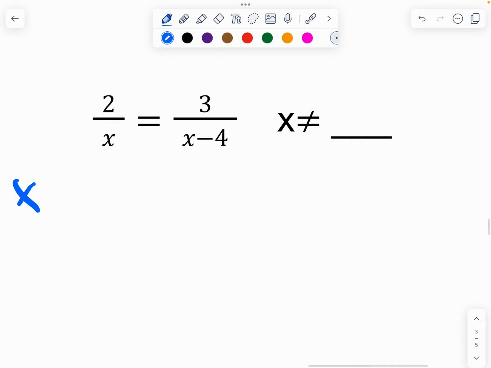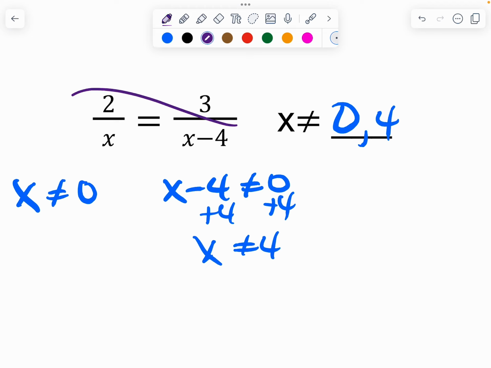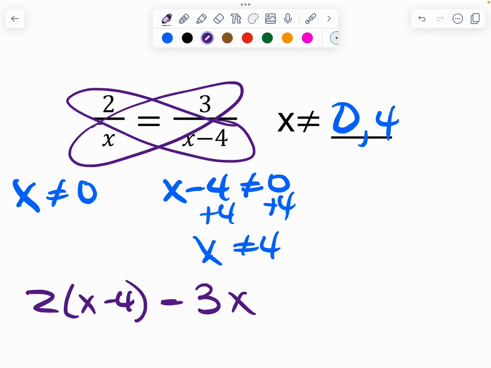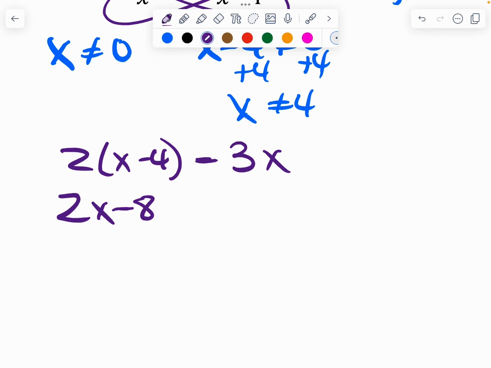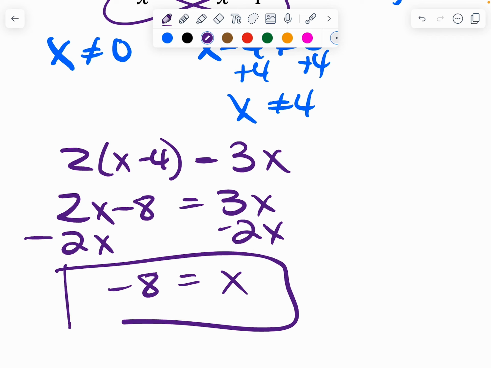Okay, over here, x cannot equal 0. X minus 4 cannot equal 0. We've got the 0, add 4. X cannot equal 4. Okay, so let's do this problem. I'm going to multiply this way. 2 parentheses x minus 4 equals 3x. So 2x minus 8 equals 3x. Subtract 2x from both sides. Negative 8 equals x. So that is my answer.